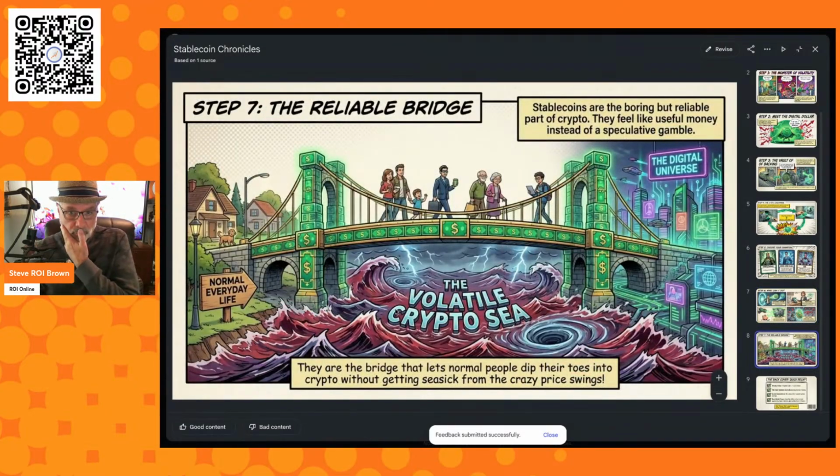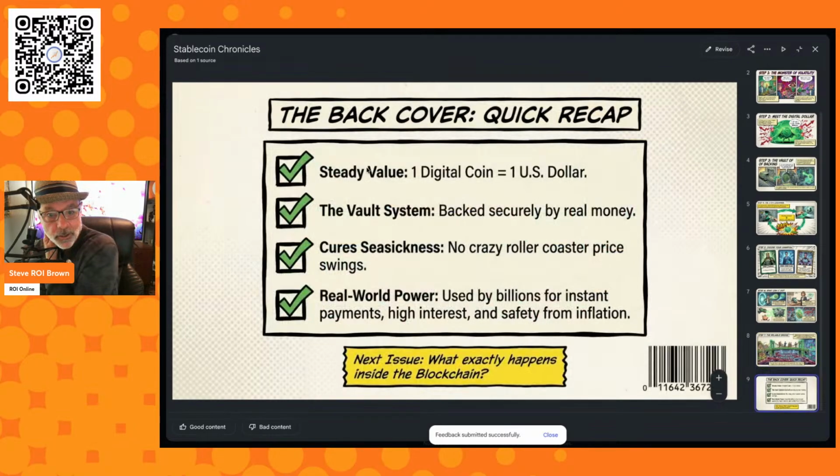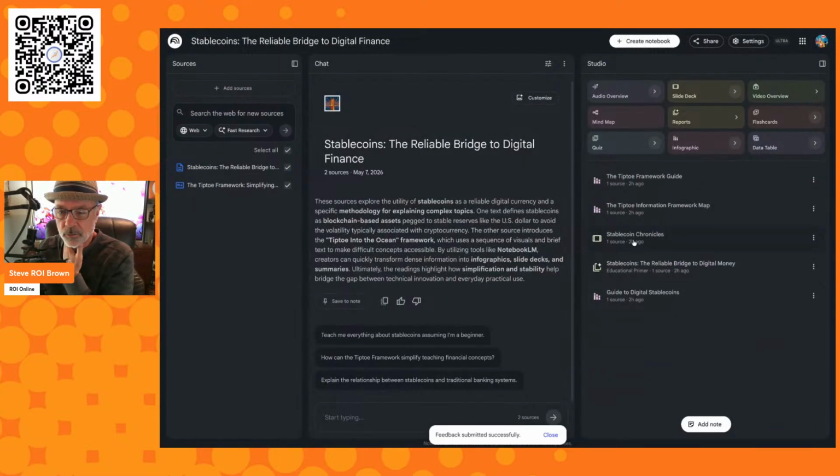And so we're crossing the stable bridge, the reliable bridge. We get to skip the volatility of the crypto sea. And here's the wrap up. Steady value, one digital coin equals one US dollar. The vault system backed securely by real money, no crazy roller coaster, used by billions. So there you go. That's a slide deck as we've tiptoed into a little deeper waters of more complexity.